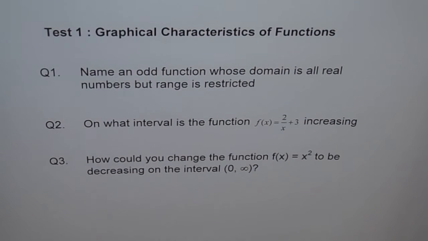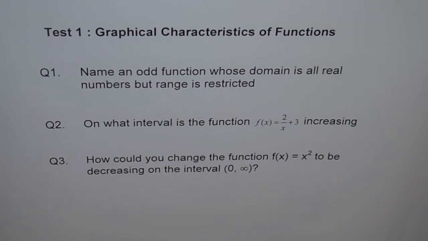Okay, here is question number 1. Name an odd function whose domain is all real numbers but range is restricted. Question number 2. On what interval is the function f of x equals 2 over x plus 3 increasing? How could you change the function f of x equals x squared to be decreasing on the interval 0 to infinity? Try to answer these questions.